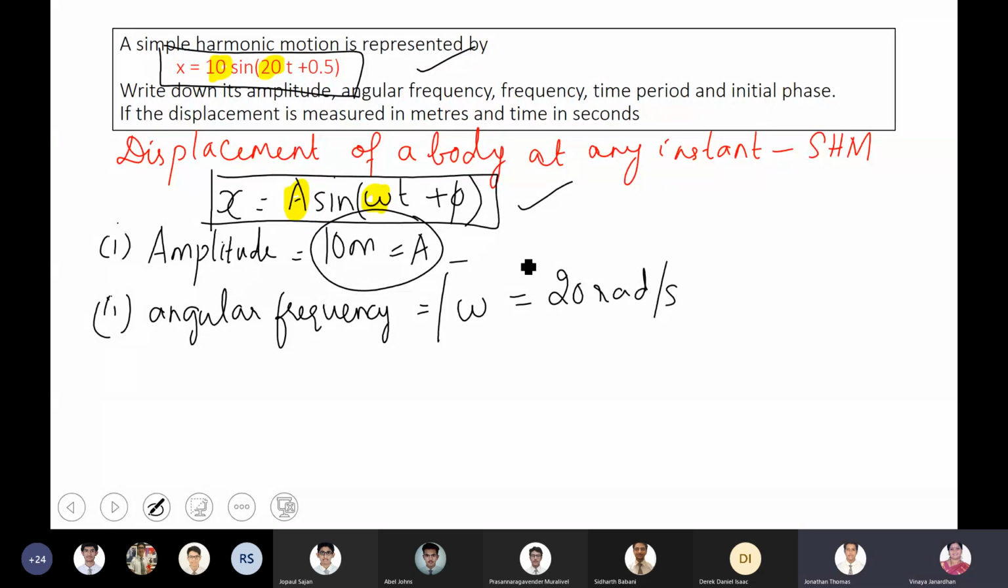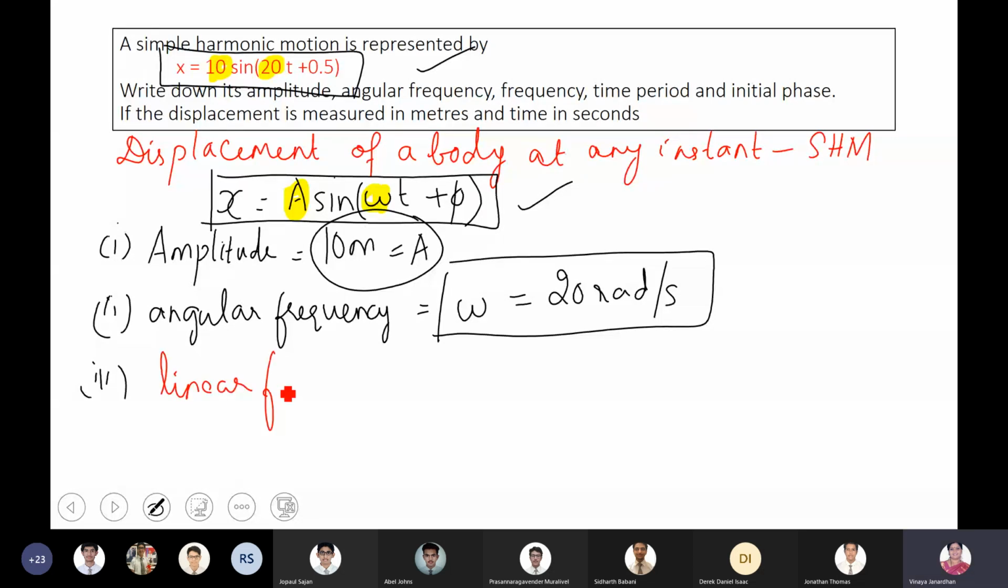Ma'am, for displacement, like in trigonometry, it's cos, right? Not necessarily cos, it can be sine also. It can be sine or it can be cos. That depends upon the phase. Next, linear frequency is nu. You know that omega is equal to 2 pi nu.